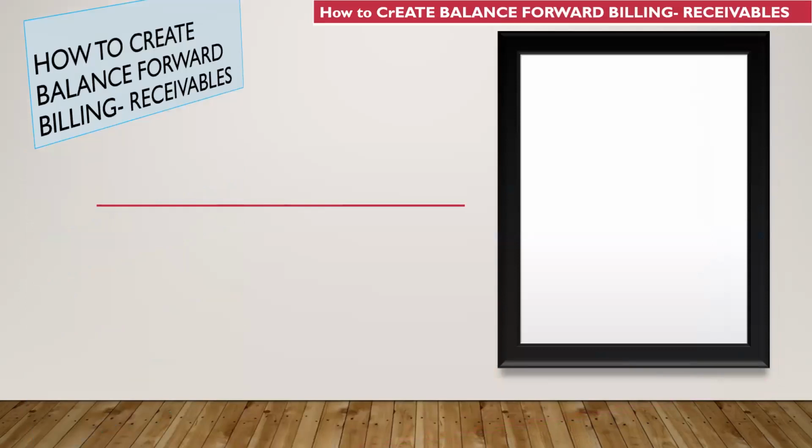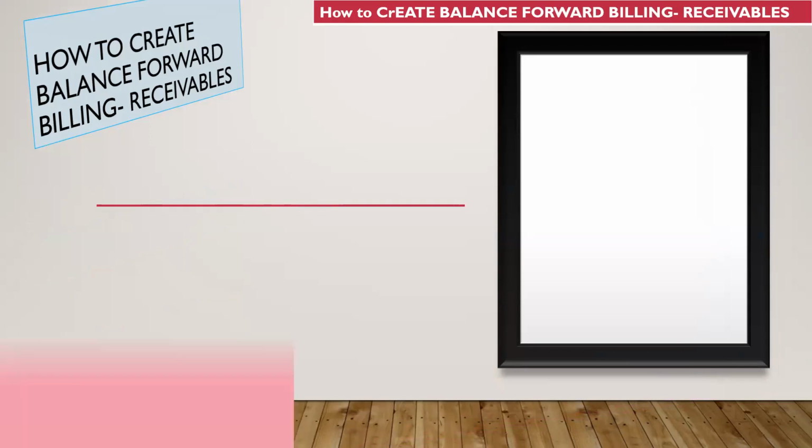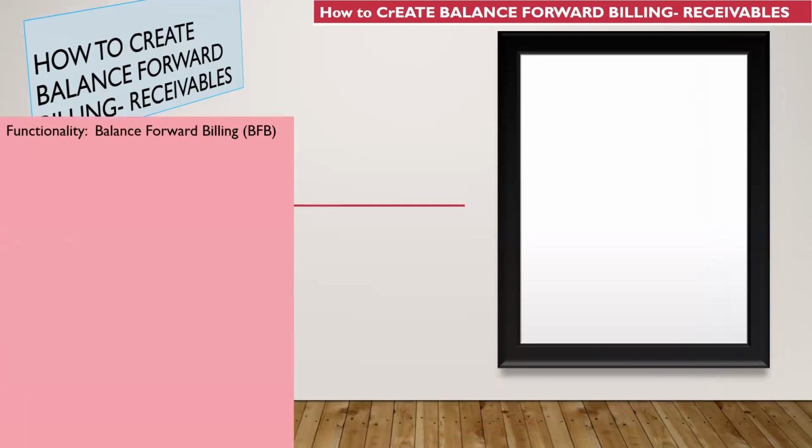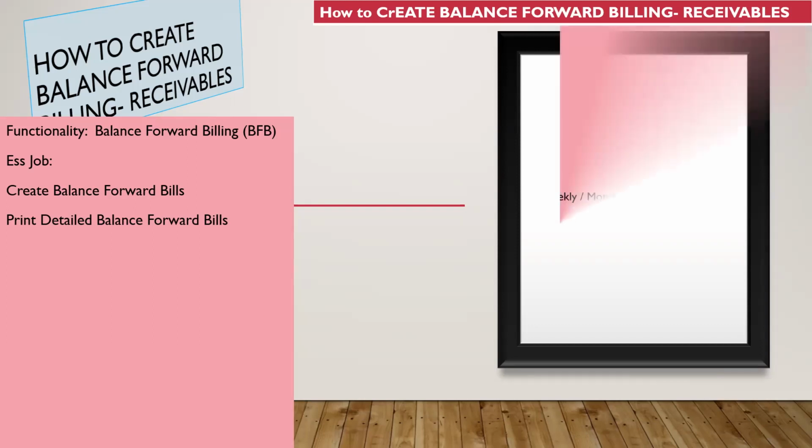So the functionality is how to create balance forward billing receivables. As I mentioned, it's called BFB, the short form. There are two jobs: one is the parent job, another one is the child job. We'll discuss that once all the setup is configured, and then we'll do one test case, and then we'll see how to run these jobs and what the importance of running these jobs is.